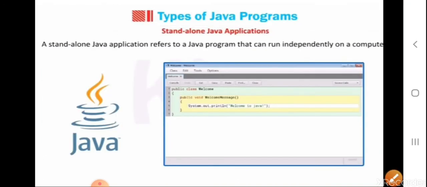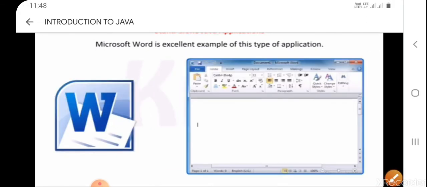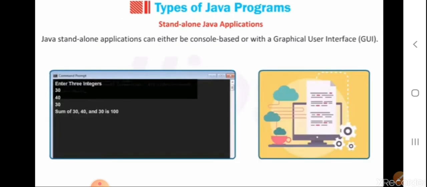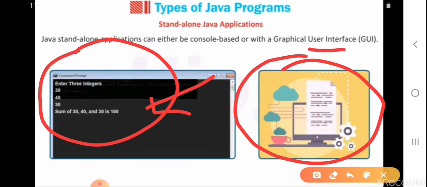Now, a stand-alone application refers to a Java program that can run independently on any computer. For example, Microsoft Word is an excellent example of a standalone application. Now, Java standalone applications can either be console-based applications or have a graphical user interface. See, this is a console-based application, again created through Java, and this looks like a graphical user interface.